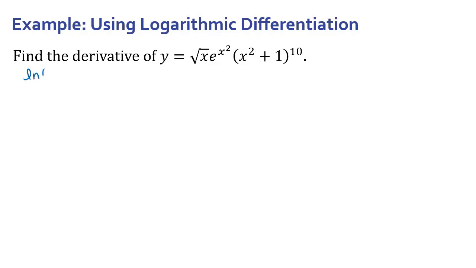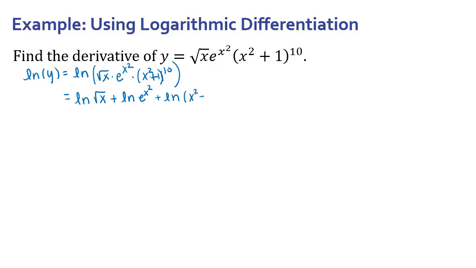First, let's take the logarithm of both sides. So I get the natural logarithm of y equals the natural logarithm of the square root of x times e to the x squared times the quantity x squared plus 1 to the 10th power. Now I'm going to use properties of logarithms to separate all of these out. So I get the natural log of the square root of x plus the natural log of e to the x squared plus the natural log of x squared plus 1 to the 10th power. Okay, let's keep on going.